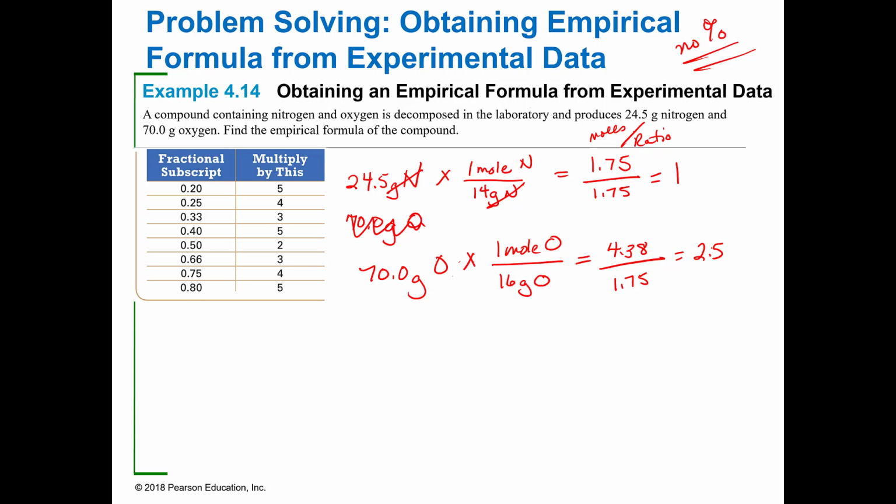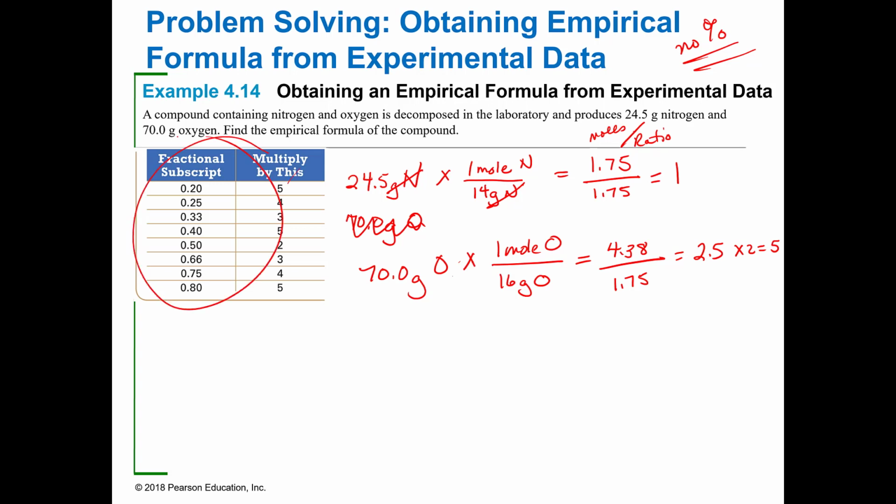Unfortunately, I can't have 2.5 in a formula. It has to be a whole number. So then you ask yourself, what do I have to do in order to get those to be whole numbers? Well, if I multiply it by 2, that gives me a 5. If that hadn't worked, then I'd try multiplying it by 3, then by 4, then by whatever to see if I could get it, okay?